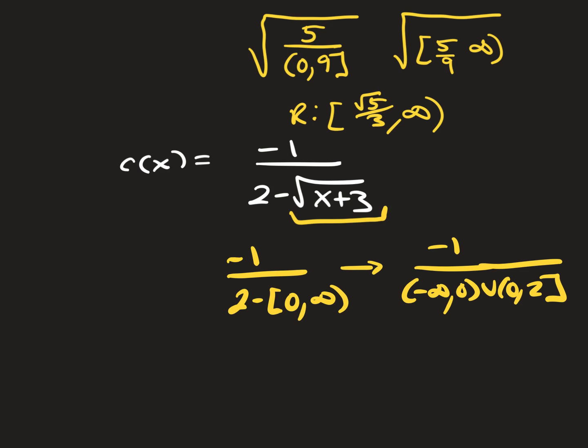-1 over negative huge is going to be positive close to 0. -1 over negative tiny, negatives over negatives, remember, get us positives. -1 over tiny positive is going to be negative huge. And the closest it's going to get to 0 on the negative side will be -1/2. Okay, so that is it.